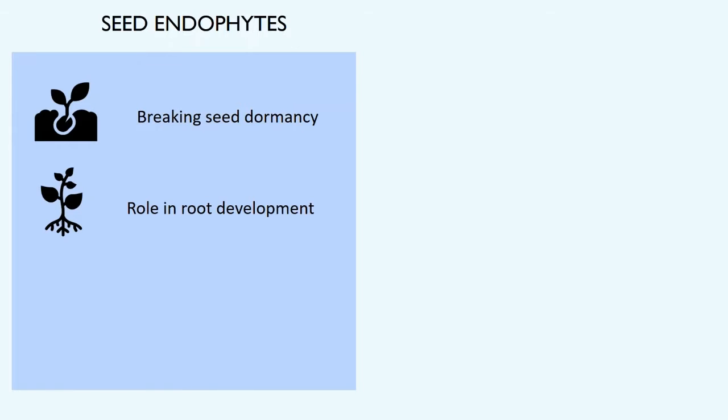But the role of seed endophytes in their host plant and in the ecosystem is not well established, especially within plants of natural ecosystems. Within some agricultural species, it has been shown seed endophytes can play a role in breaking seed dormancy and improving rates of germination. They can also play a role in root development through the production of auxins and ACC deaminase, although they can also exist as latent pathogens and saprotrophs, or decomposers, causing disease and decay in the host plant.